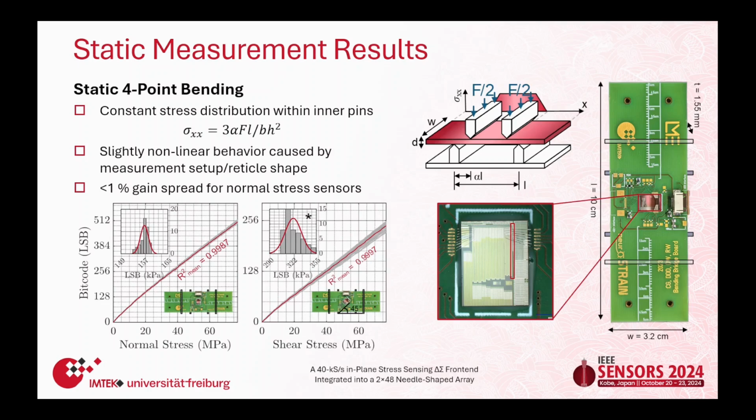As you can see over here, the linearity for both sensor types, shear and normal stress, is quite nice. The R-square value is always greater than 0.99, and also the gain distribution across the sensors is quite tight for the normal stress sensor. It's a little bit widened for shear stress sensors. However, we assumed it's due to geometry because the reticle itself is not quadratic, but rather rectangular.